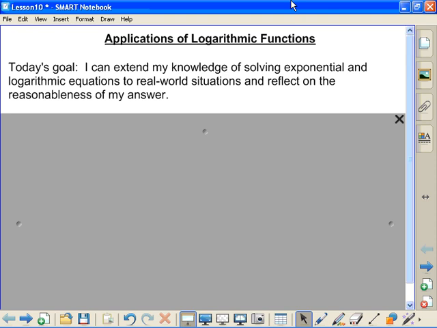What you're going to see in the homework is homework that you did with the exponential, solving with the calculator, but this time you're going to use logarithms to go through and do all the solving.